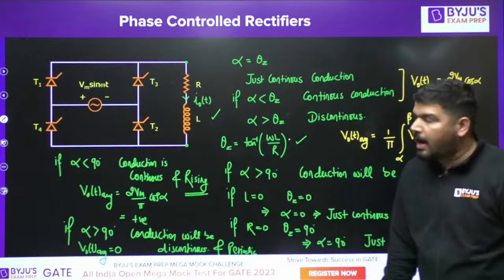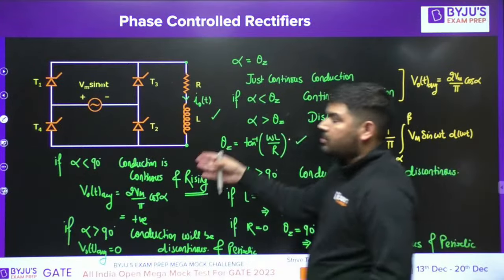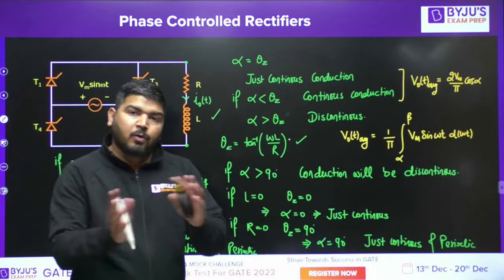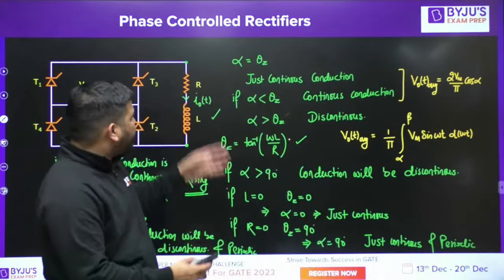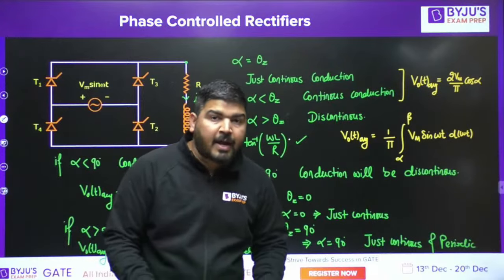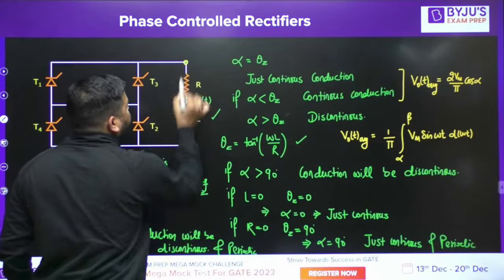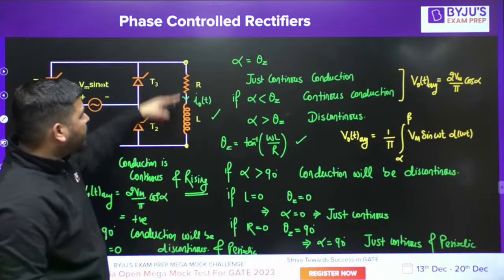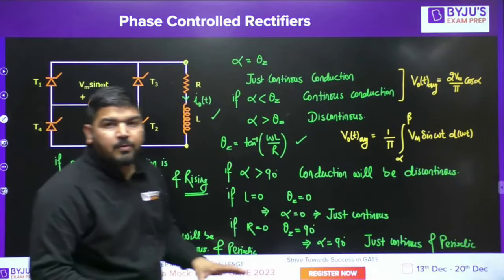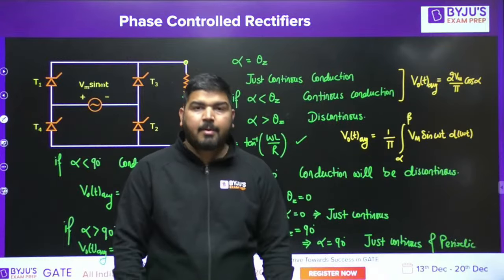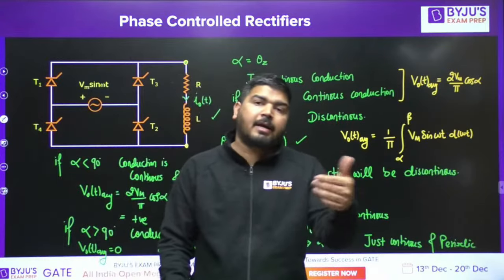What is the maximum alpha in RL load? Again, in RL load also, the maximum alpha is 180 degree. Alpha max is again 180 degree. But in that case, at 180 degree, conduction will become discontinuous and average output voltage cannot be negative. In RL load, average output voltage can never be negative. Just remember this point. In the worst case, it can be 0.